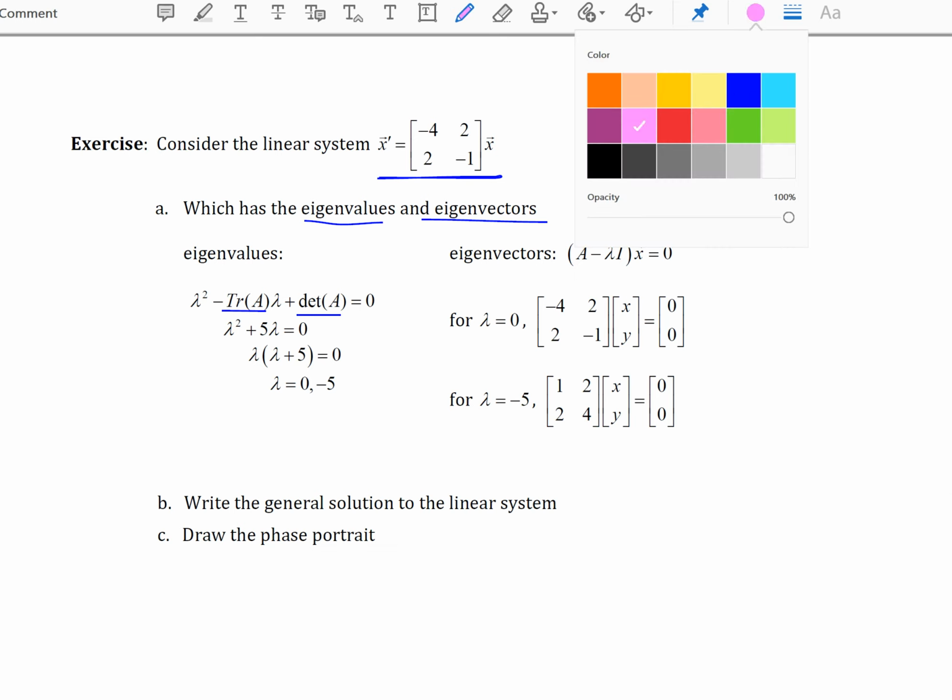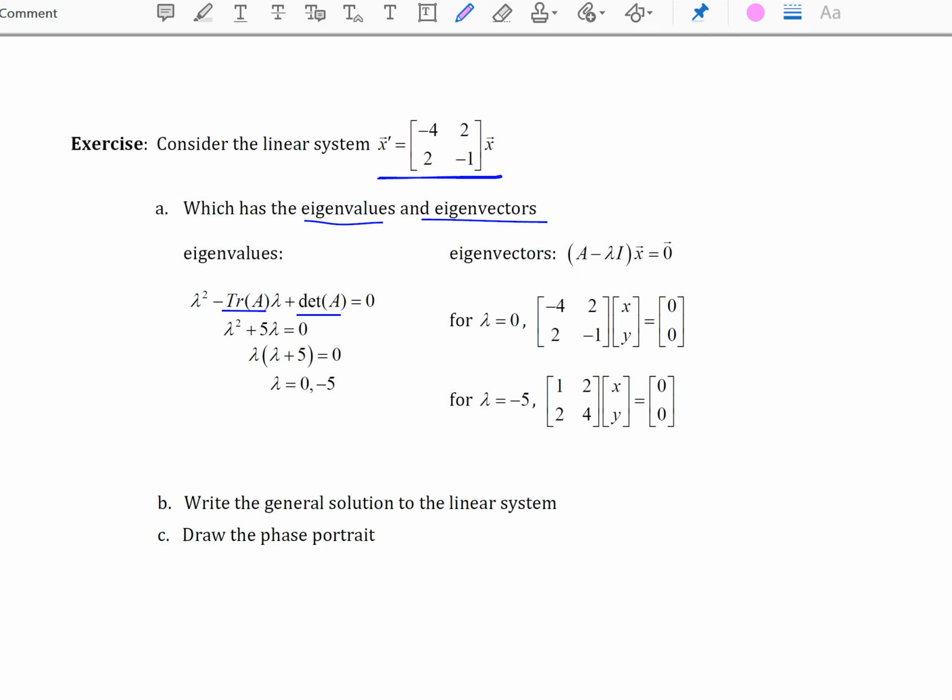Remember, the trace of your matrix is always going to be the sum of that main diagonal. So here the trace of your matrix A is equal to -5, and the determinant of your matrix A is going to be 4 minus 4, which is 0. So we'll include our trace and our determinant. Notice that our polynomial is factorable, and we get two different eigenvalues, 0 and -5.